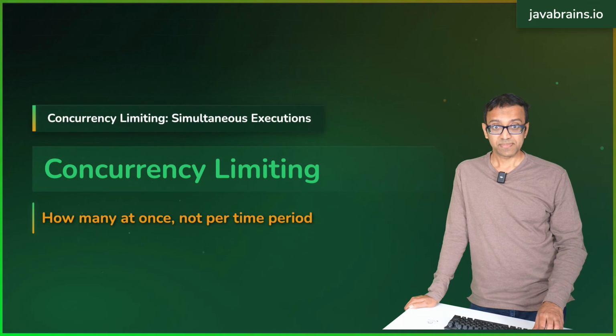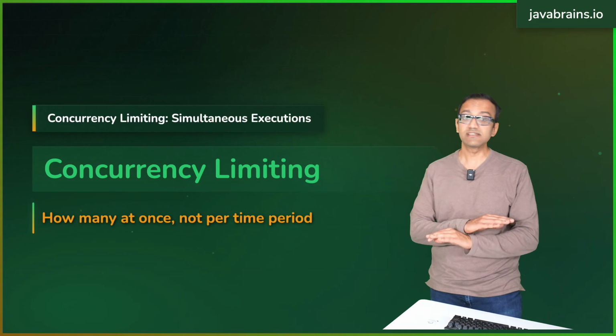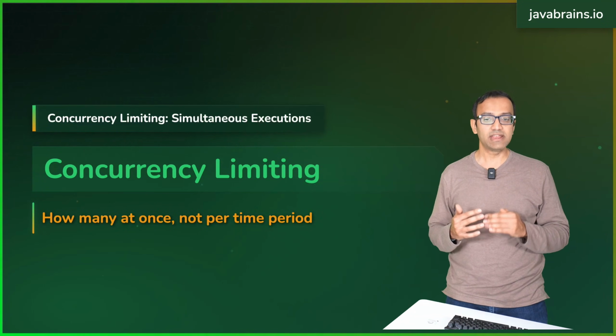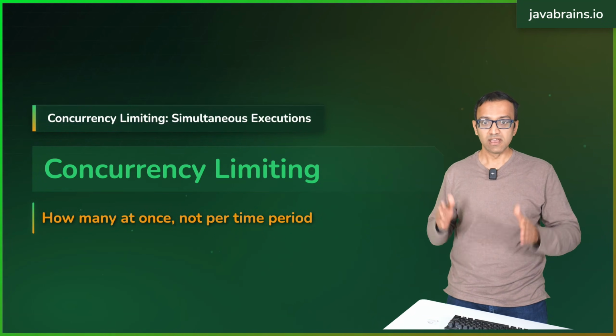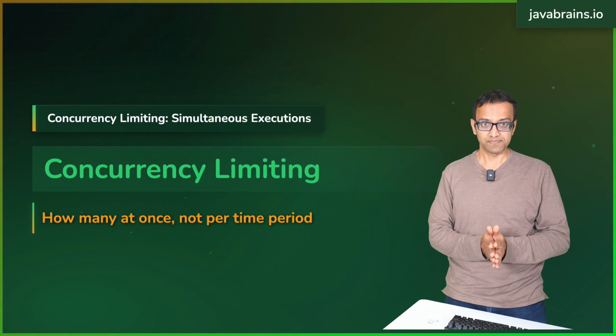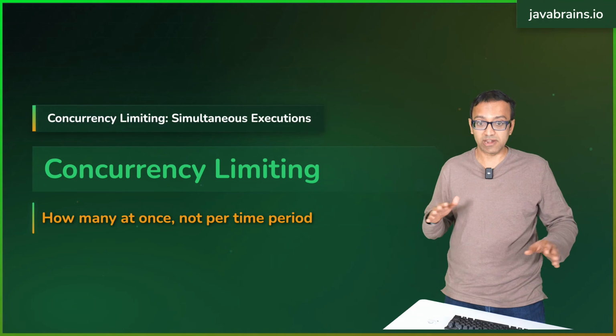Concurrency limiting is for simultaneous execution. How many at once? And it doesn't cover time period. It doesn't care if it's a minute or an hour. There's no denominator which is a time period. It is how many are concurrently running at the same time. Okay, that's all it cares about. What's executing right now. It doesn't care about time windows.